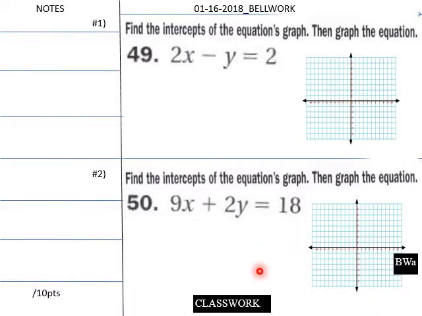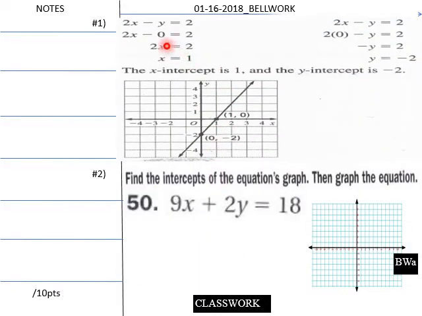Okay everybody, welcome back for today's bell work solutions. For number 1, 2x minus y equals 2, the x-intercept is 1. When y equals 0, 2x equals 2, so x equals 1. Right here is your x-intercept at (1, 0). Then the y-intercept: when x equals 0, y equals negative 2, which is down here. So this is your y-intercept, this is your x-intercept, and you draw your line through them. There's your graph for number 1.